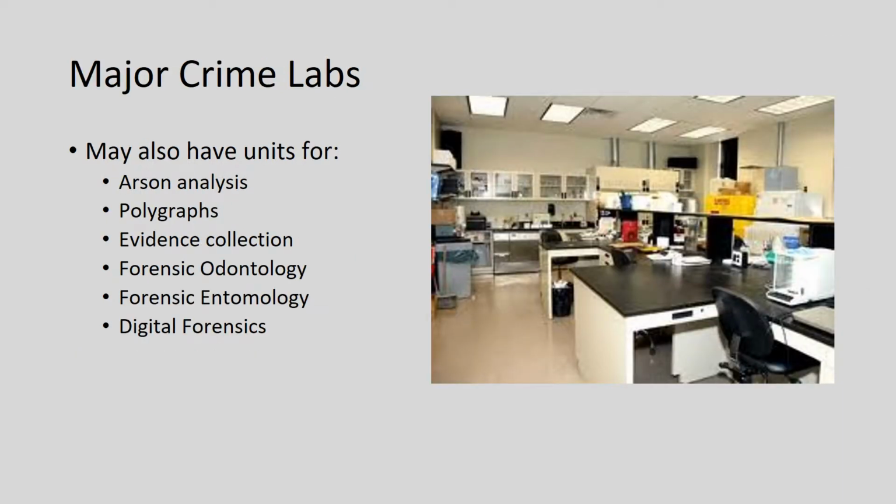Really major crime labs in, say, places like New York City, Chicago, they may also have units for arson. They may do polygraphs. They have a special unit just for evidence collection. Forensic odontology, which is the looking at teeth, odontology. Forensic entomology, which is your bugs, which sometimes can fall under the biology heading, or it can be its own independent unit. And then, of course, digital forensics.